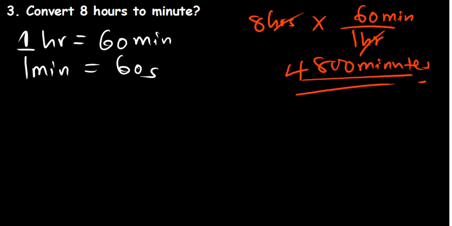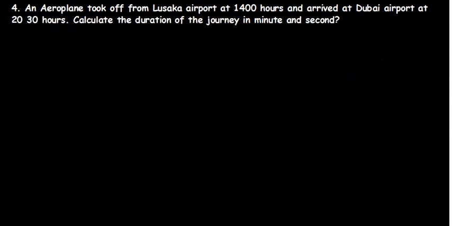Okay, that is it for question 3. Question 4 is saying an airplane took off from Lusaka airport at 14 hours and arrived at Dubai airport at 20:30 hours. Calculate the duration of the journey in minutes and seconds. So this is the same concept.